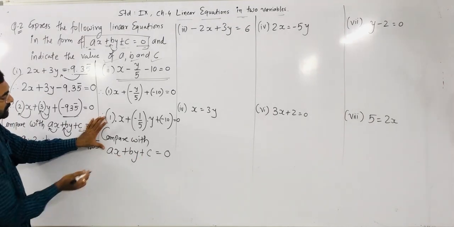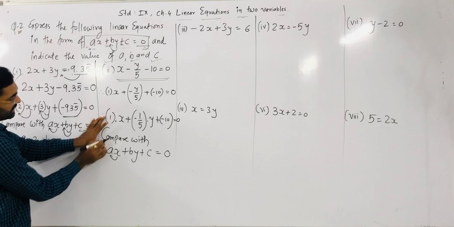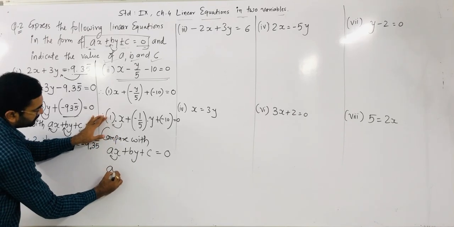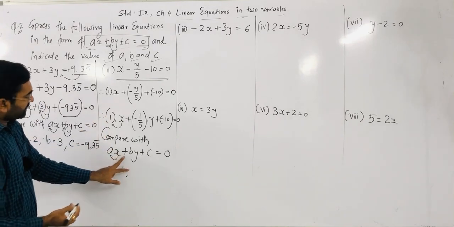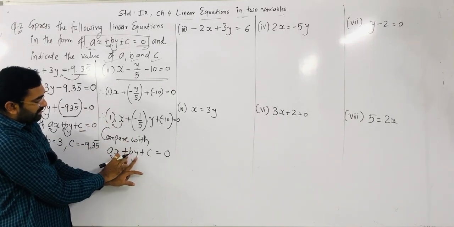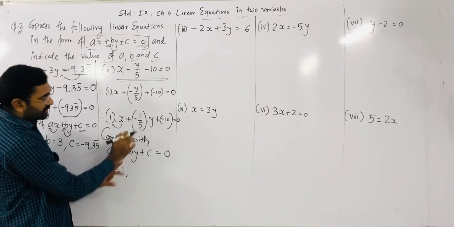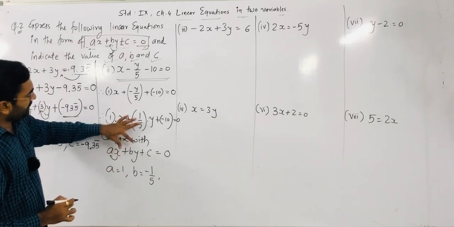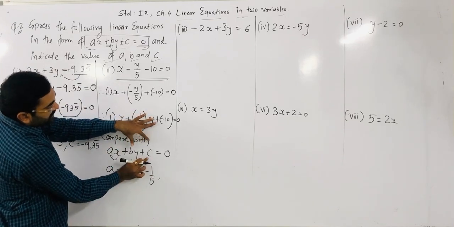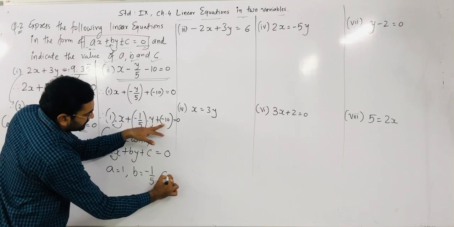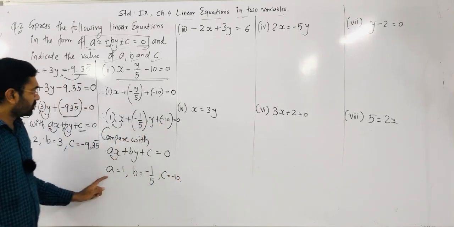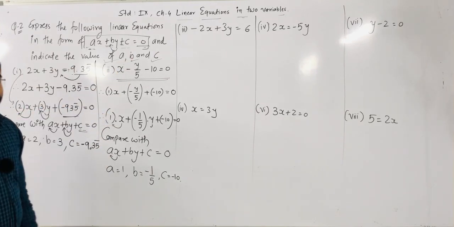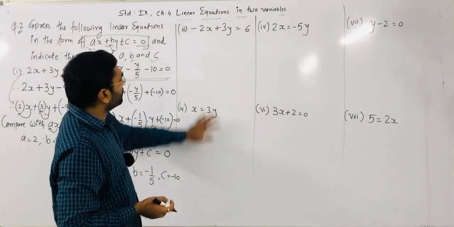Now compare both. X coefficient is a and in the given equation x coefficient is 1. So we can say a is equal to 1. Now plus sign is here, plus sign is here. Y coefficient is b, here y coefficient is minus 1 by 5. So we can say b value is minus 1 by 5. And plus sign is here, plus sign is here. C value is last, so c value is minus 10. So that way we can indicate the values of a, b and c of the given equation. Right? So the same way we have to solve.